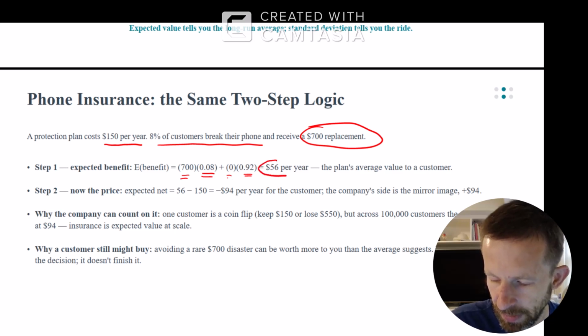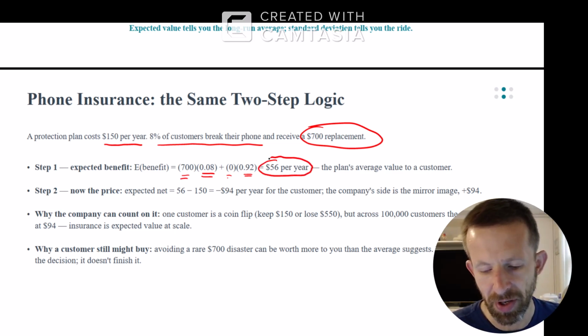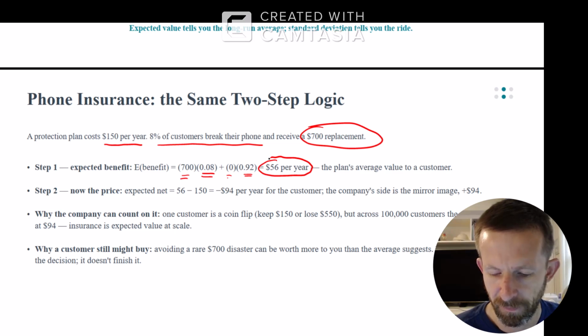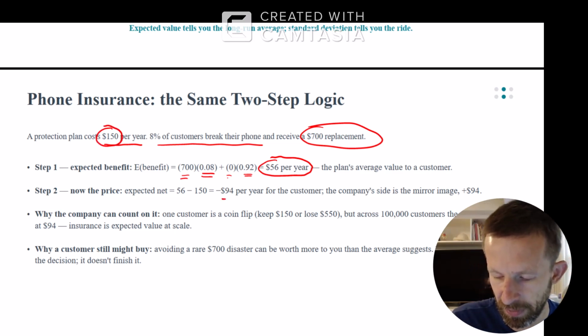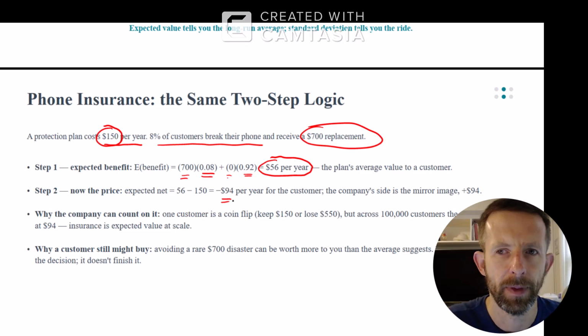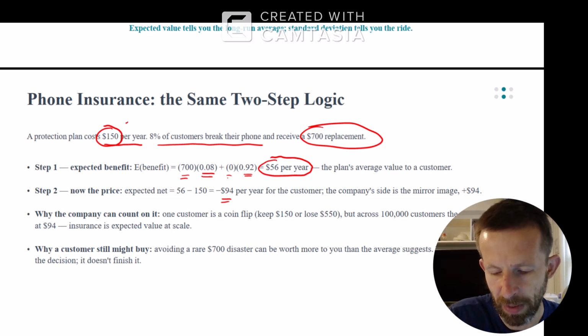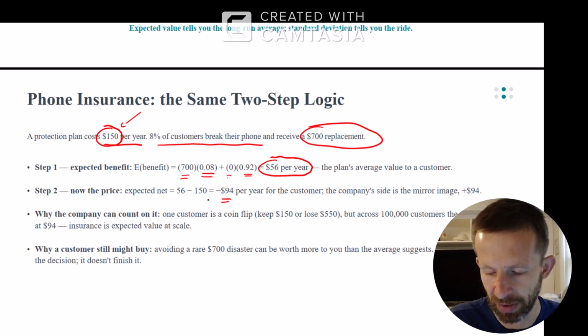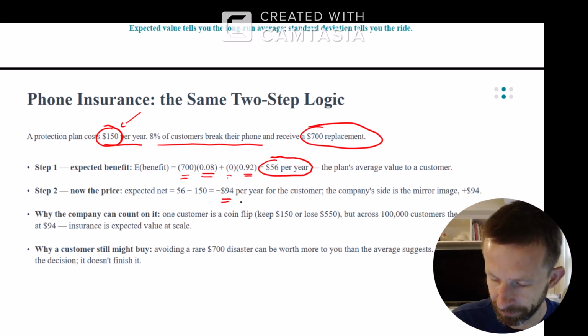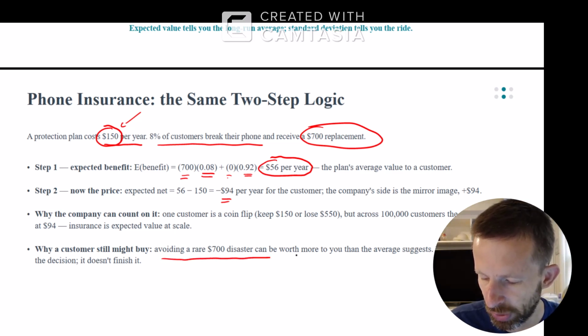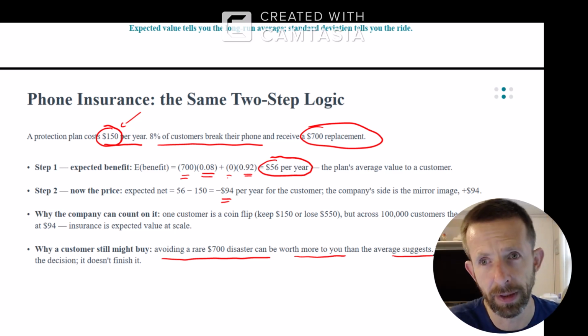So it costs the company $56 per year on average for a protection plan they issue, but they collect $150 for that. So they're $94 in the clear. Now, for the customer, if they choose to pay $150 for the plan, then they're going to be losing around $94 per year on that. But why a customer might still buy it: avoiding a rare $700 disaster can be worth more than the average suggests. Expected value starts the decision, it doesn't finish it.